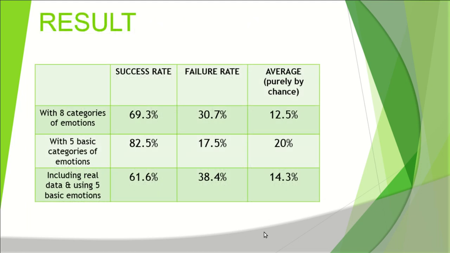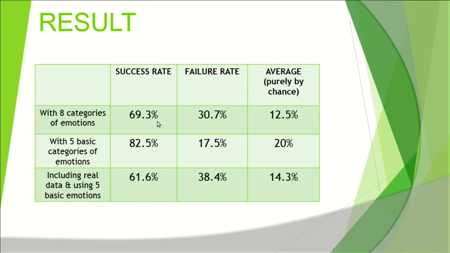Now the results were pretty good, and it is interesting to note that we had two types of evaluations on the same dataset. In one type of evaluation, we used 8 categories of emotions such as anger, disgust, contempt, fear, happiness, sadness, and in the next evaluation we used only 5 basic categories. When 8 categories were used, it gave a success rate of 69.3%.